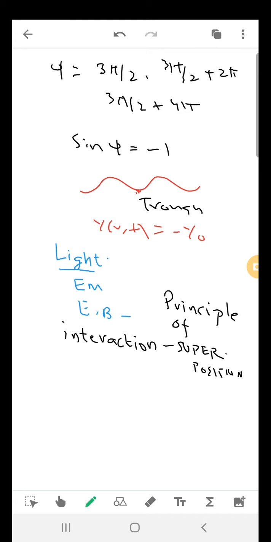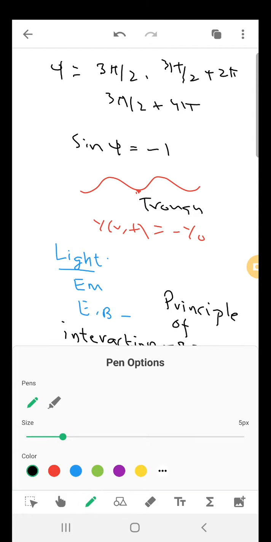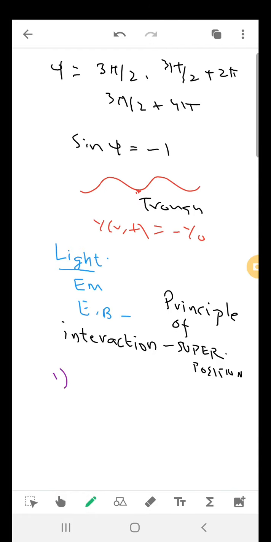There are two postulates in the principle of superposition. The first postulate says that when two or more waves move simultaneously through a region of space, each wave proceeds independently as if the other wave were not present. So in short, two waves travel simultaneously, and they are independent of each other. One is not existing for the other.